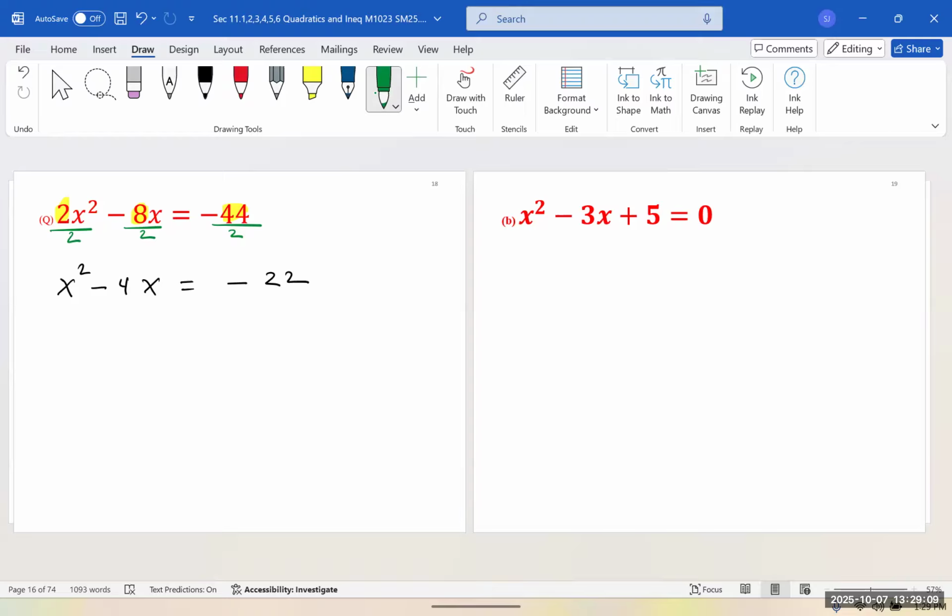Let me give you one more. It's seen it before. Next up. X squared minus 3x plus 10 equals 0. Okay. Try these 3.